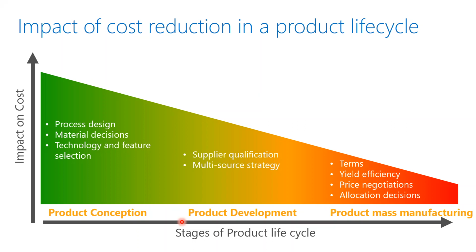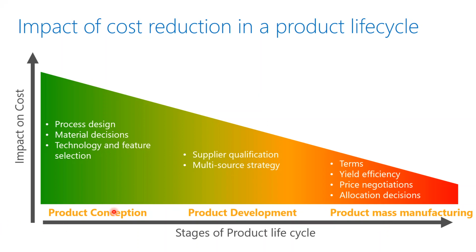You select the suppliers, you select the multi-source strategy, which suppliers are going to produce the product. And the third stage is the product mass manufacturing, where the mass production of the product happens, and here you produce the product. Your tools are developed at this stage, your process is stabilized, and it's the stage where the mass production of the product happens. So let's see how the cost reduction is impacted in different cycles.